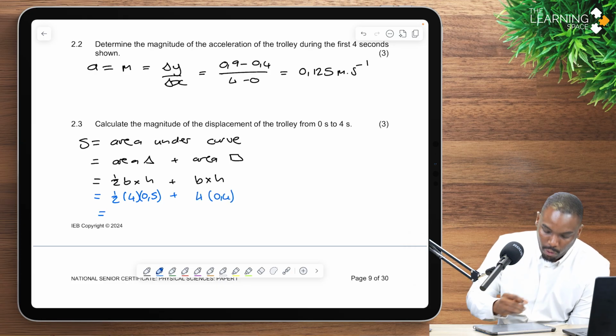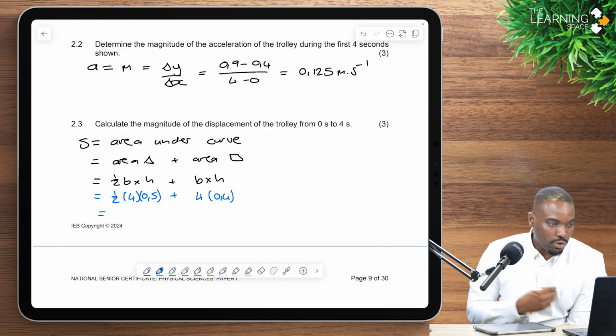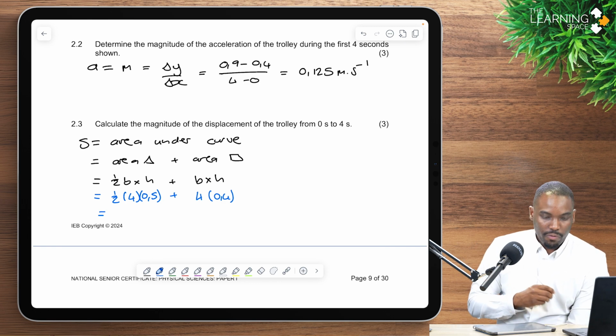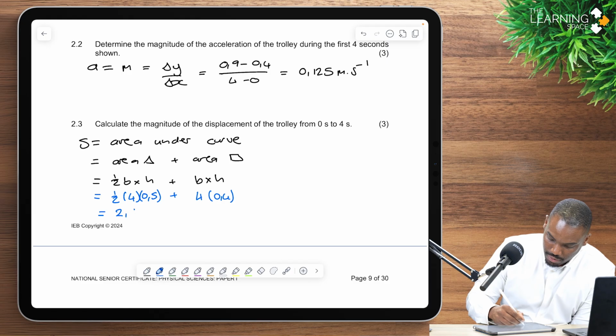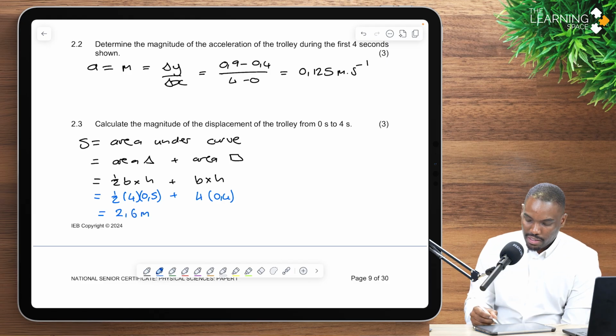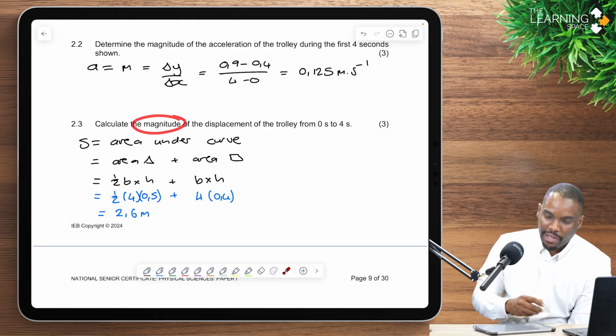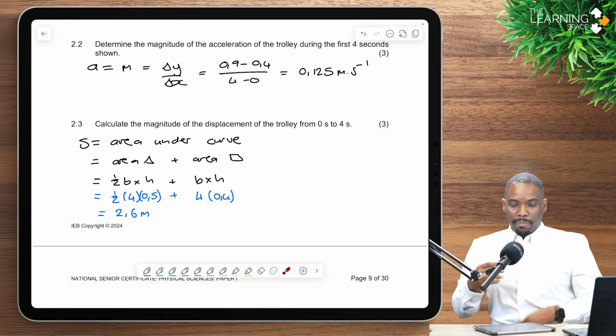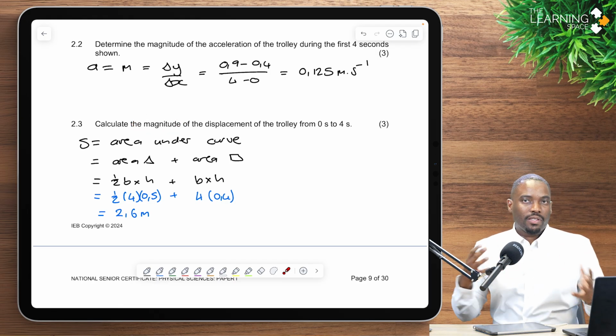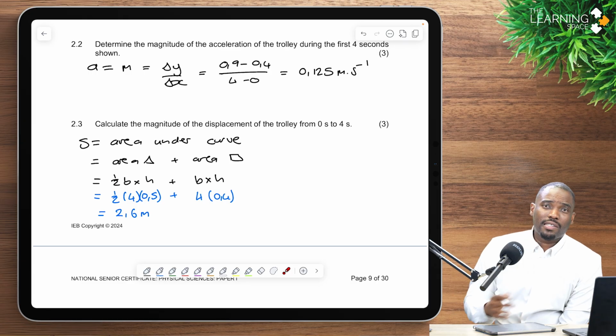You can simply pop all of that into your calculator, and you should get an answer there of 2.6 meters. And again, we're looking at magnitude, right? So displacement is a vector, but magnitude has no direction. So we can leave it as 2.6 meters. Super easy, nothing challenging, guys.